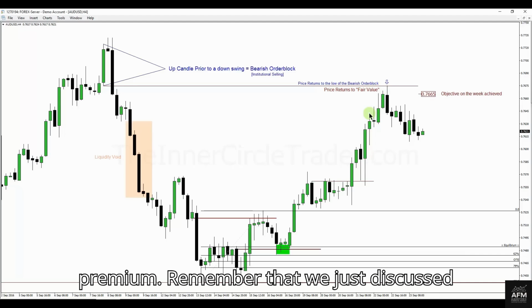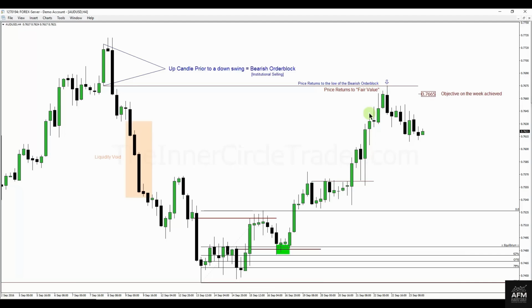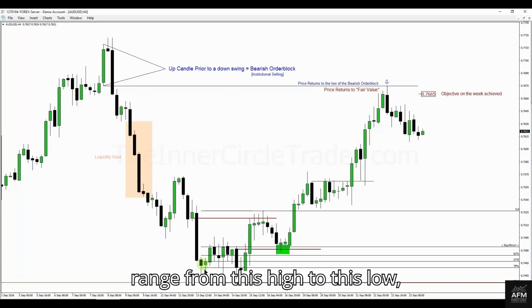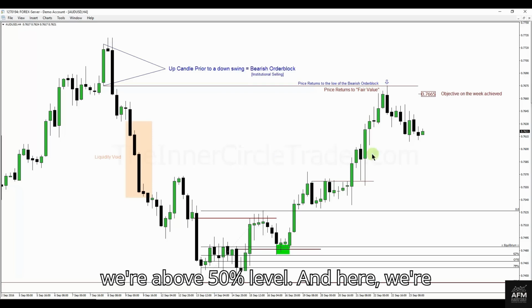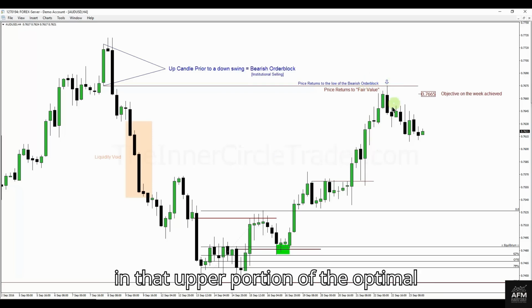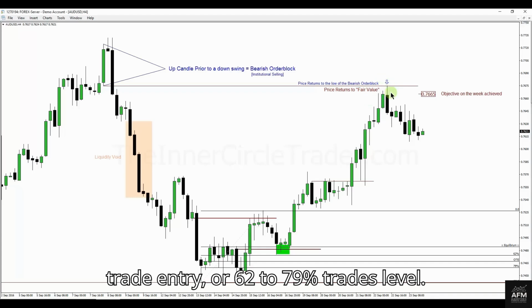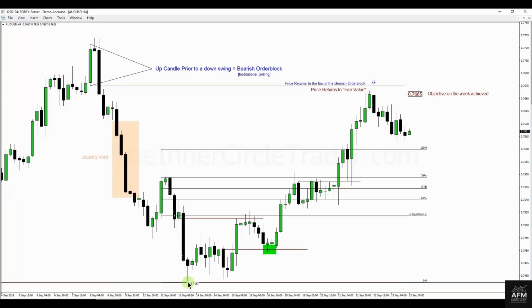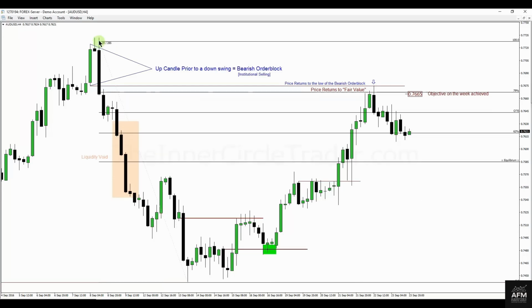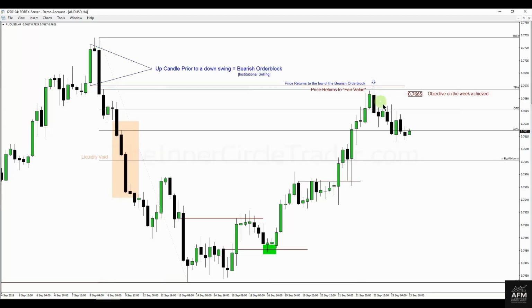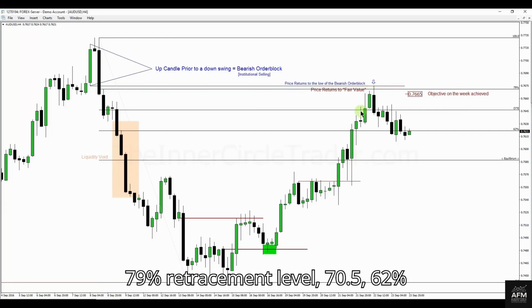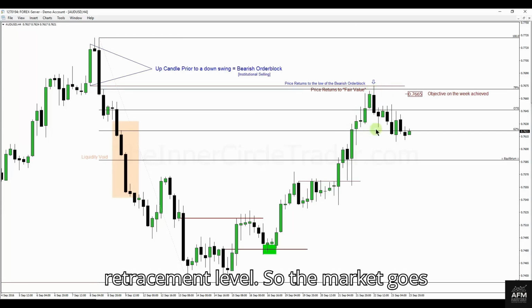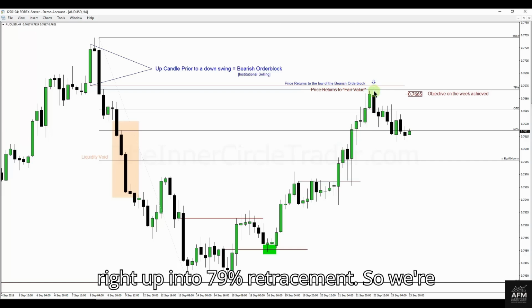Remember that we just discussed in regards to equilibrium to premium, the range from this high to this low, we're above the 50% level, and here we're in that upper portion of the optimal trade entry, or 62 to 79% retracement level. I'll show you what that looks like. The low to the high, 79% retracement level, 70.5, 62% retracement level. So the market goes right up into the 79% retracement.